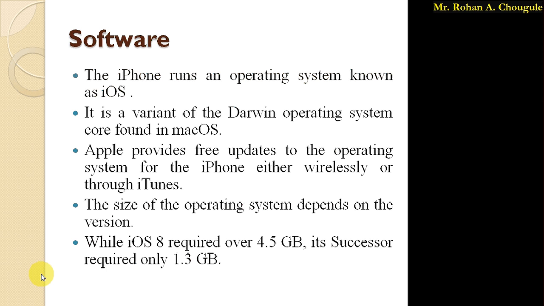Basically, I have shown one example. While iOS requires over 4.0 GB for updating, its successor required only 1.3 GB. So the size of the operating system depends upon the version. One example: for iPhone iOS 8, 4.5 GB is required, and for its successor 1.3 GB. So again it depends on the version.